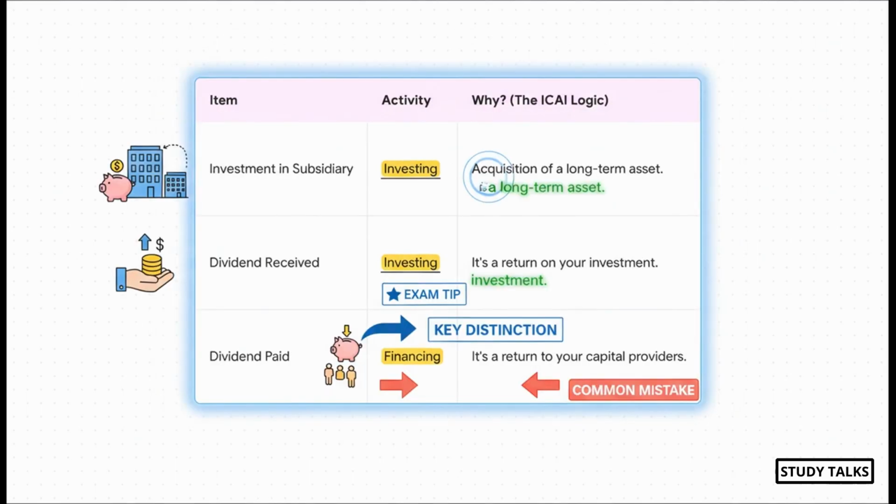Buying shares in that subsidiary, that's a no-brainer. Clearly an investing activity. But what about dividends? This is a key distinction that you have to know. When you receive a dividend from an investment, it's a return on your investment. So that's an investing cash inflow. But when you pay a dividend to your own shareholders, you are returning cash to your financiers. That makes it a financing activity. Getting this right is so important.